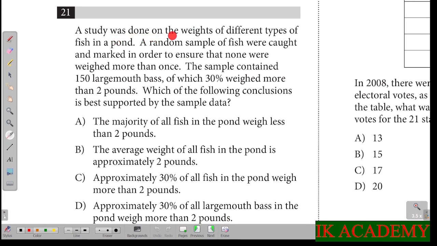Question number 21. A study was done on the weights of different types of fish in a pond. A random sample of fish were caught and marked in order to ensure that none were weighed more than once. The sample contained 150 largemouth bass, of which 30% weighed.